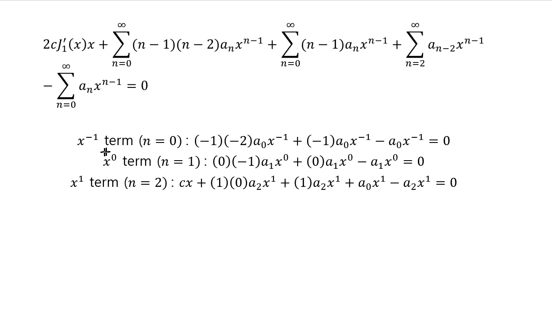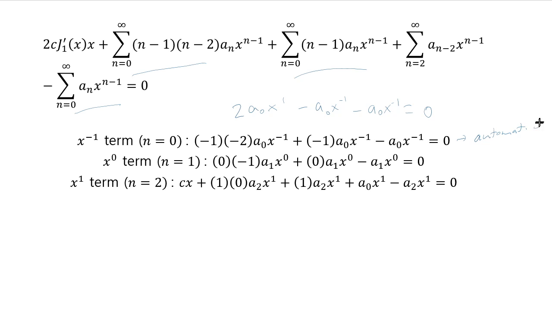When you're looking for the x to the negative 1 term, you're only looking at the first, second, and the fourth sigmas. And just by plugging in n equals 0, you get these terms produced. If you actually write them, you see that the terms produced are 2a0 x to the negative 1 minus a0 x to the negative 1 minus a0 x to the negative 1, and that just gives you 0 because it's 2 minus 1 minus 1. So this is automatically satisfied.